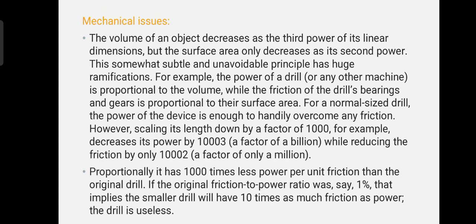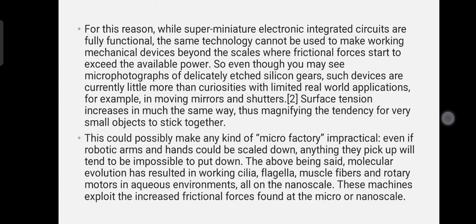However, scaling its length down by a factor of 1000, for example, decreases its power by 1000 cubed, a factor of a billion, while reducing the friction by only 1000 squared, a factor of only a million. Proportionally, it has 1000 times less power per unit friction than the original drill. If the original friction to power ratio was, say, 1%, that implies the smaller drill will have 10 times as much friction as power. The drill is useless.